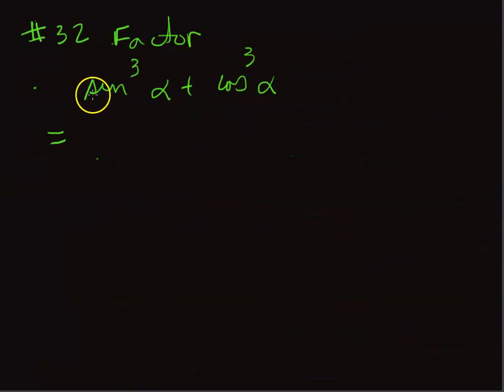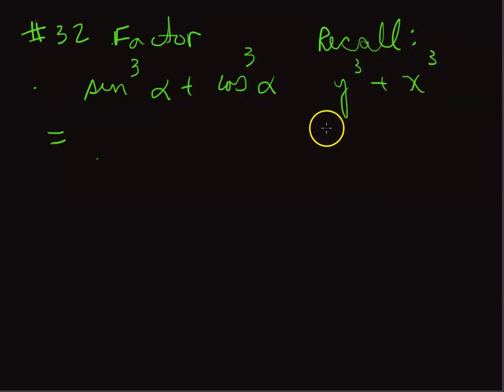So if we're supposed to factor this, sine cubed alpha plus cosine cubed alpha, let's think about this a little bit. If you recall from algebra, this is like y cubed plus x cubed. Remember how to factor those? Well, let's think of this also as box cubed plus triangle cubed. I think that, because you can put anything in the box or the triangle.